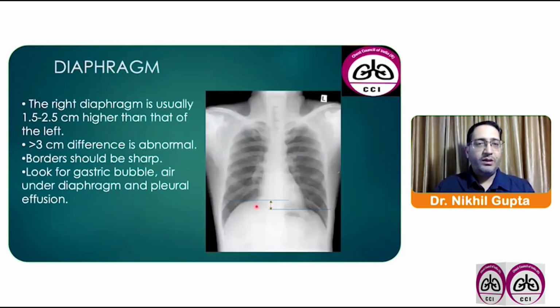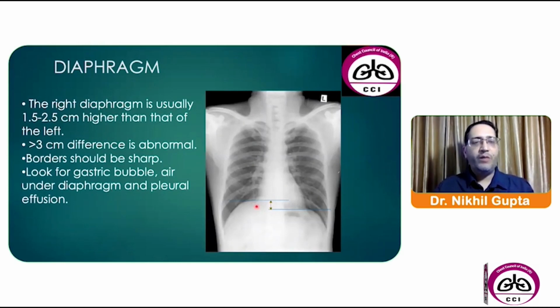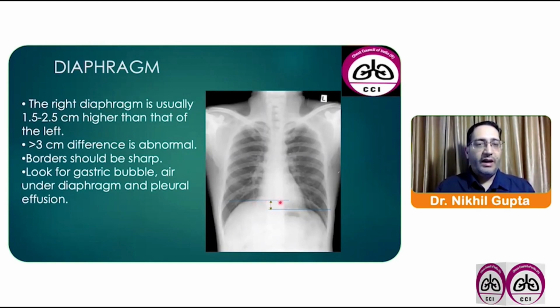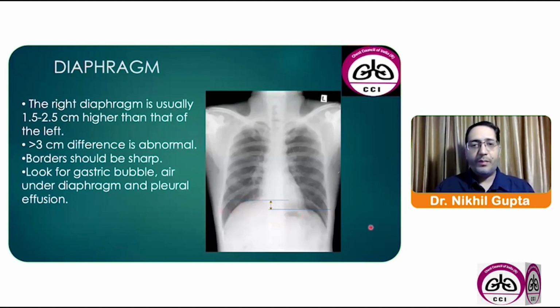Coming to the diaphragm. The right diaphragm is usually 1.5 to 2.5 centimeters higher than the left. More than 3 centimeters distance is abnormal, and borders should be sharp. We should look for gastric bubble, air under the diaphragm, and pleural effusion.